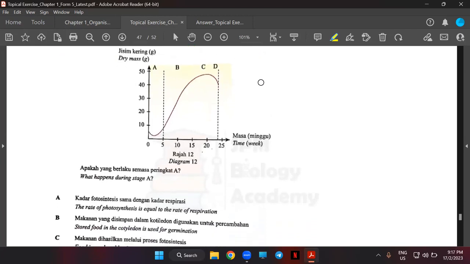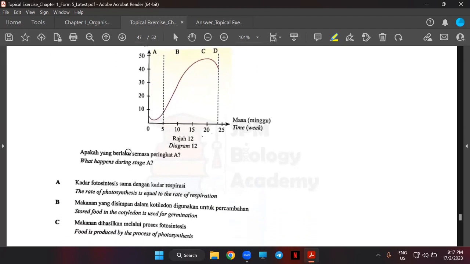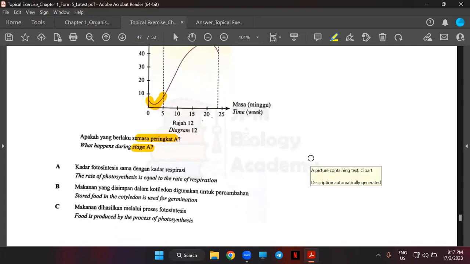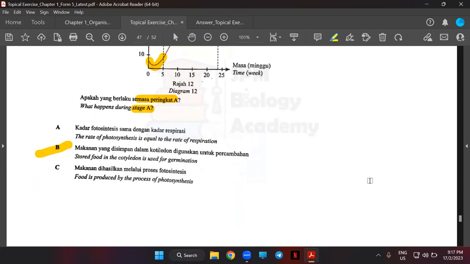Okay. Apakah yang berlaku semasa peringkat A? Stage A. This is stage A. Kita tahu apa yang berlaku di situ, percambahan. So, B. Makanan yang disimpan dalam cotyledon digunakan untuk percambahan. Stored food in the cotyledon is used for germination. Itu jawapannya.